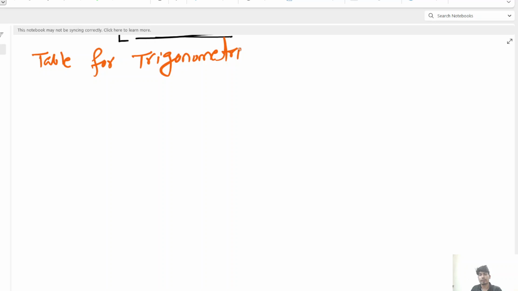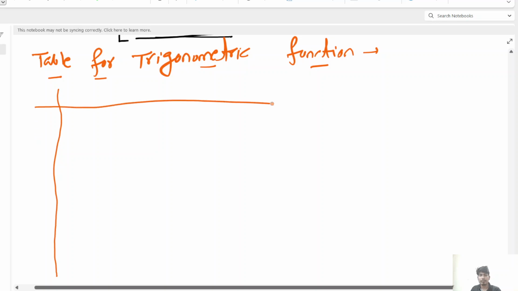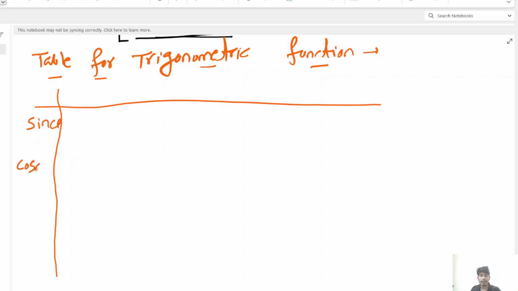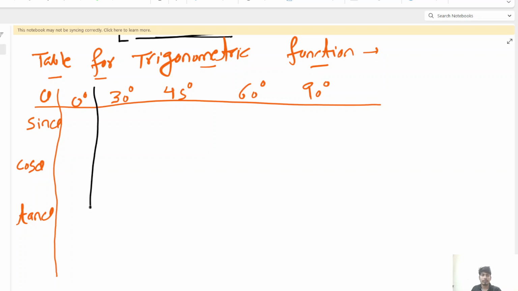Trigonometric functions. We know there are 6 trigonometric functions: sine theta, cos theta, secant theta, cosecant theta, tan theta, and cot theta. We only need to remember the values of sine theta, cos theta, and tan theta, because the other three are just reciprocals of these. Here is theta, here is 0 degree, here is 30 degree, here is 45 degree, here is 60 degree, and here is 90 degree. So let's do this.